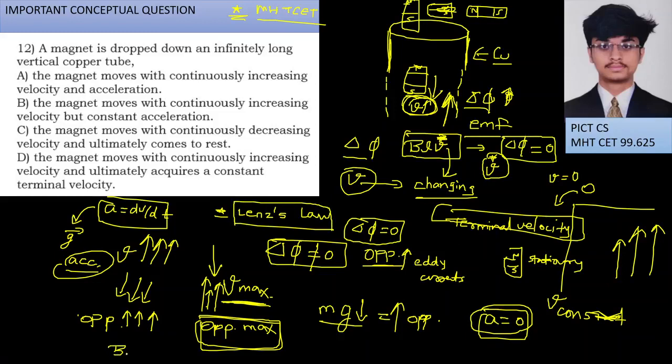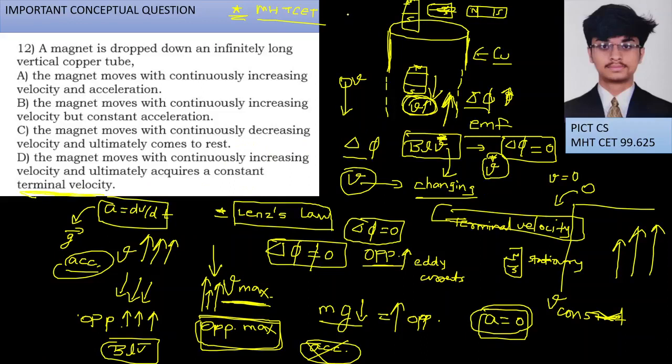If initially it had constant velocity BLV, we had no problem with it, but since it had acceleration, an opposition force was developed which encountered the acceleration, and after that the magnet had some velocity V which it continuously went down and down infinitely. So basically the option which matches this question is option D, which is an important concept, the concept of terminal velocity. The magnet moves continuously with increasing velocity and ultimately acquires a constant velocity.